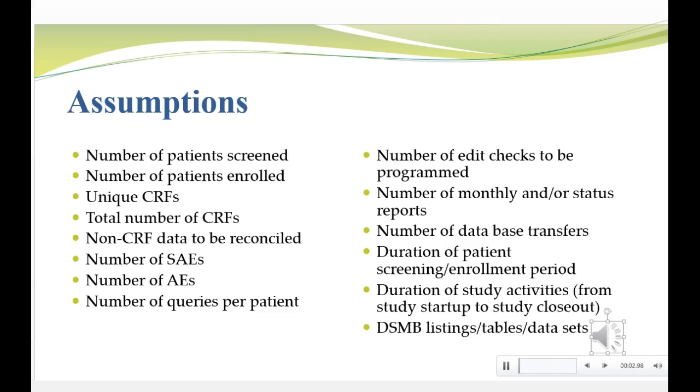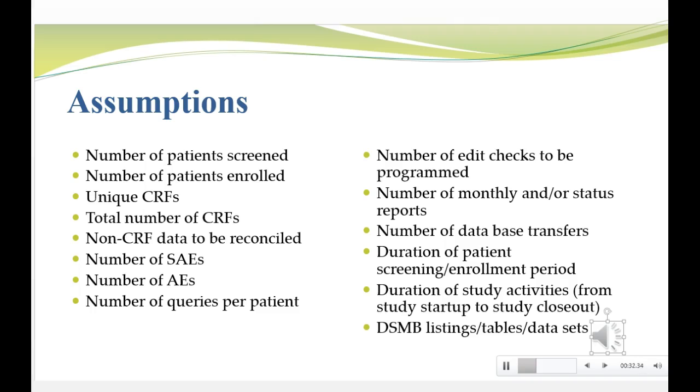I wanted to show you some pretty common or standard assumptions that you'll see in most contracts. People are going to want to know the number of patients you expect to screen. And remember, screening is when you meet a patient and just try to figure out if they're even eligible for the study. And then the number of patients who actually are eligible and that you consent and they enroll. The number of unique CRFs, and by this we mean the number of forms that you are going to build a data entry screen for.